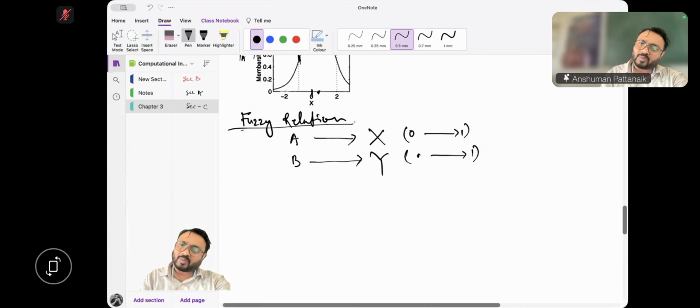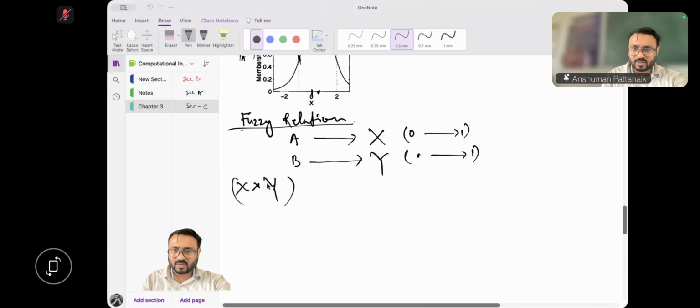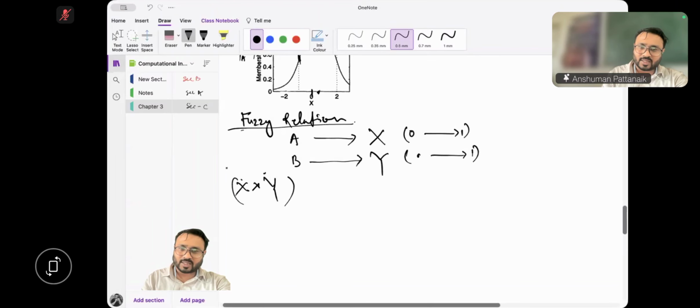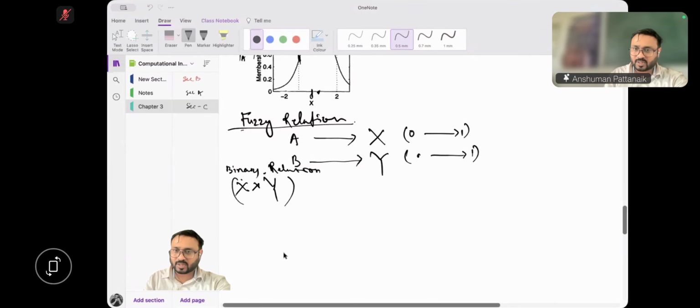Then if I say A and B are related, that means I have to find a relationship between universe X corresponding to the product of Y. दोनों का relation build करना पड़ेगा. Yes or no? If I have one universe X, another universe Y, if I want to build a relationship between A to B, that means I have to build a relation between these two universes. And this is known as binary relation. I have to find the binary relation.